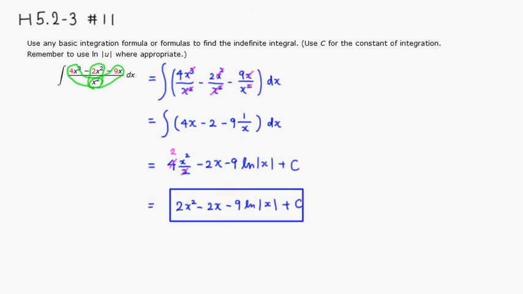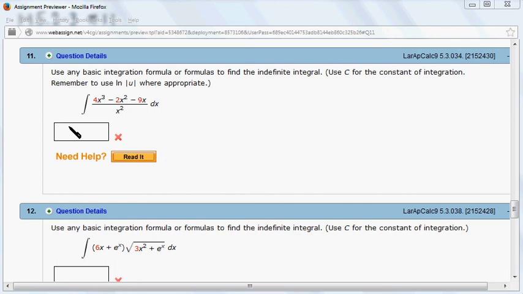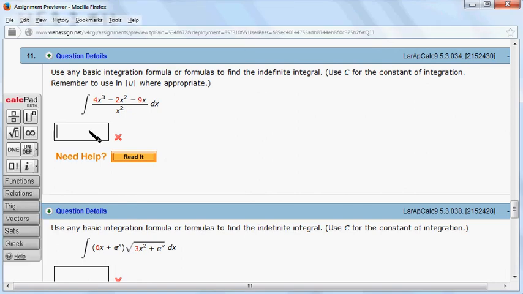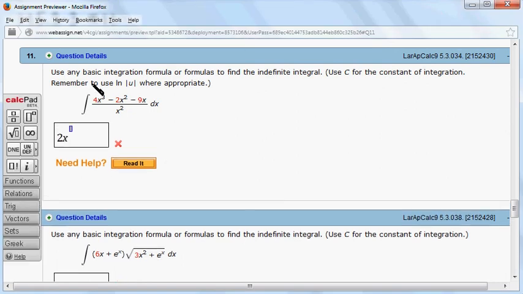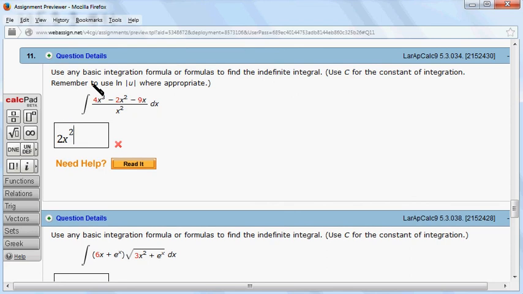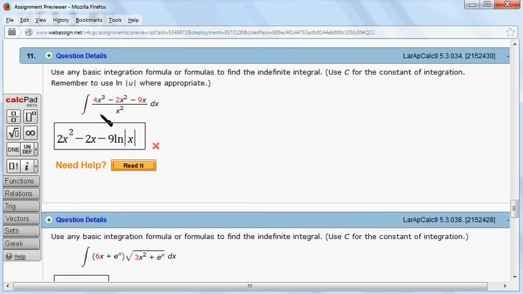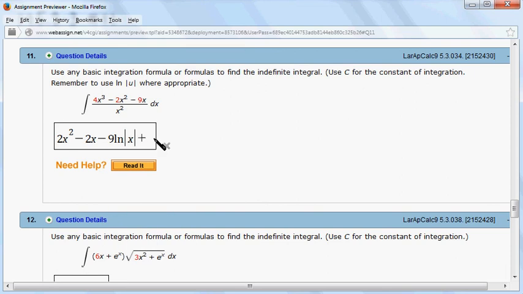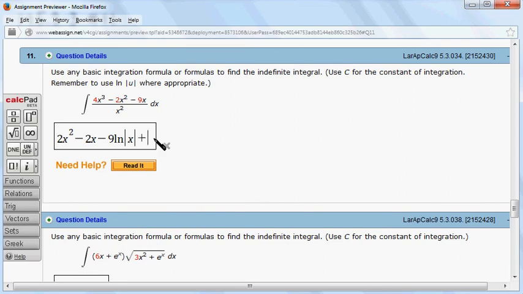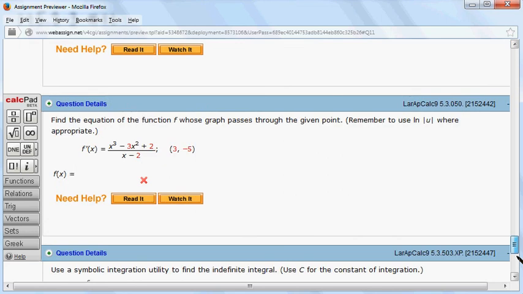Alright, so let's type it in. The answer we found was 2x squared minus 2x minus 9 natural log of absolute value of x plus some constant c. Oops, shoot, I hit something else. Plus some constant c. Alright, so let's check the answer.